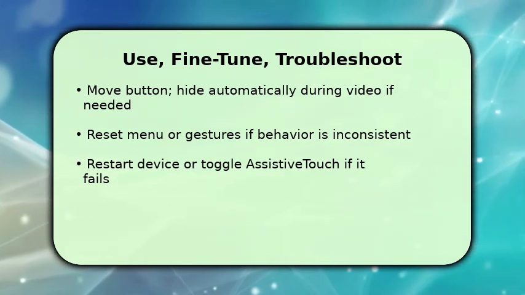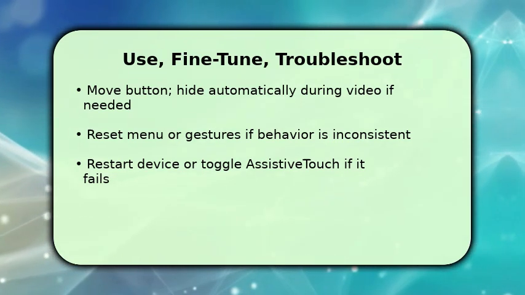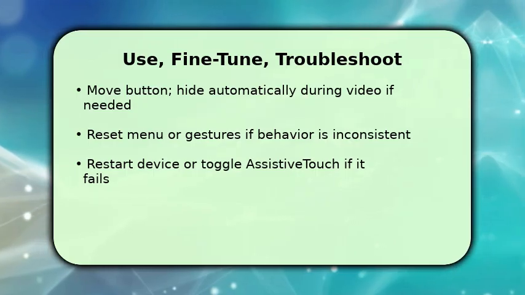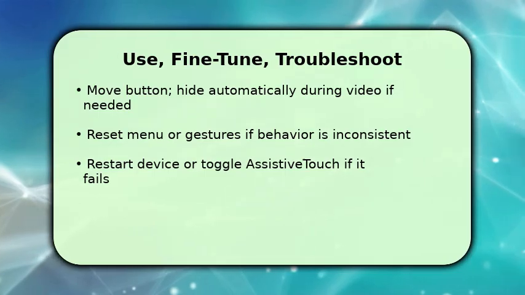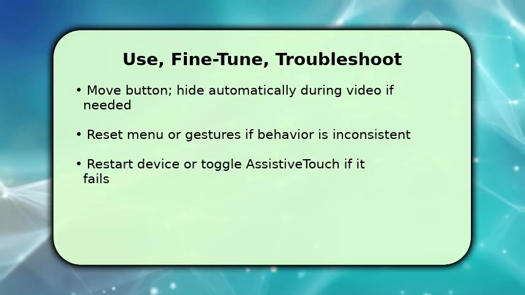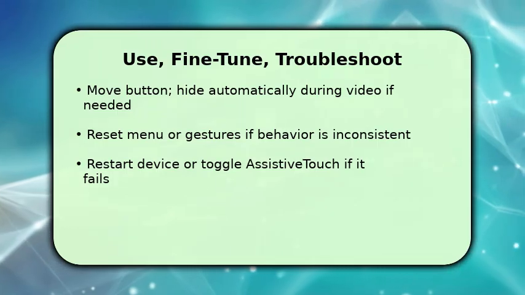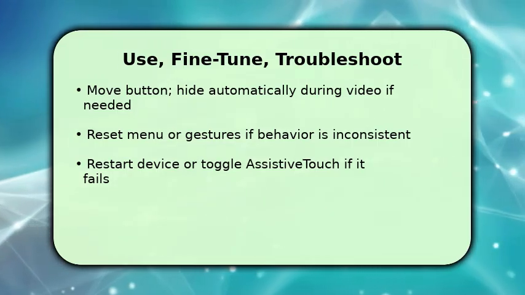Drag the button to the screen edge to reduce obstruction and enable auto-hide during media playback if you want fewer distractions. If an assigned gesture misfires, open Settings and edit or delete that custom gesture. You can also reset the top-level menu to defaults.